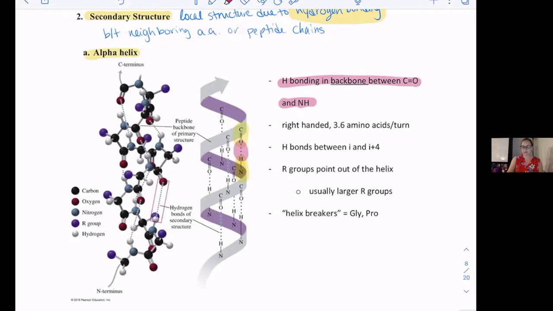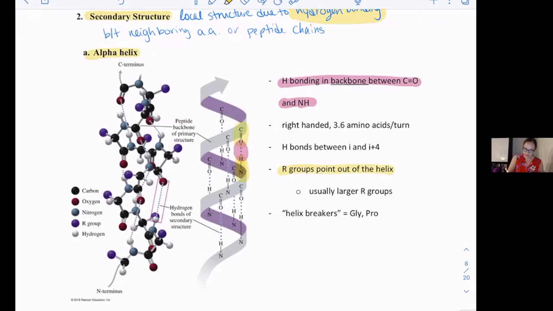Okay, R groups. This is also super important because you'll see some questions about this: what do the R groups look like, or predict based off of the amino acids that I give you what the secondary structure is going to look like. So in this case, R groups point out of the helix. They stick out. So let's find some here in our example.